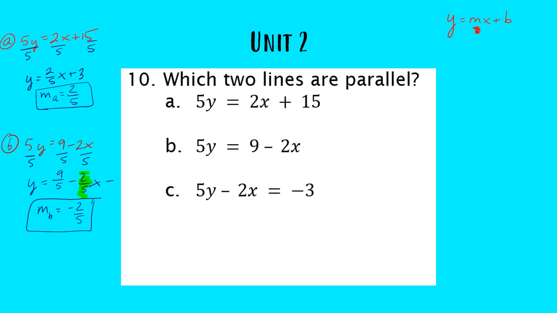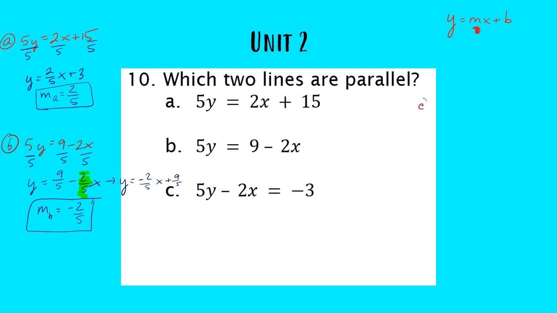You could also rearrange this if you wanted to. If you put the slope first, take the sign with it, it would be negative 2/5 x plus 9/5. So 9/5 is my positive y-intercept and negative 2/5 is my slope.